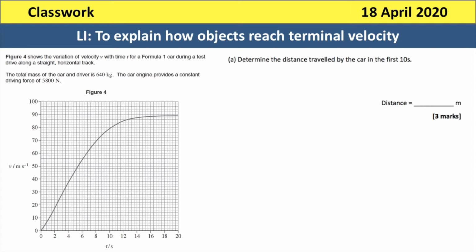And the first thing that we've been asked to do for 3 marks is to determine the distance travelled by the car in the first 10 seconds. Have a think about how you do this question, pause the video, and then we'll go over the answers.